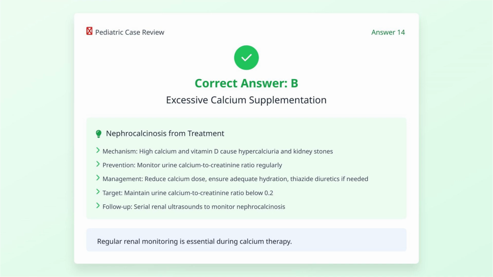The correct answer is B, excessive calcium supplementation. High calcium and vitamin D doses cause hypercalciuria, nephrocalcinosis, and kidney stones. Prevention requires monitoring urine calcium to creatinine ratio, maintaining it below 0.2. Management includes reducing calcium dose, ensuring adequate hydration, and possibly adding thiazide diuretics. Regular renal ultrasounds monitor progression.